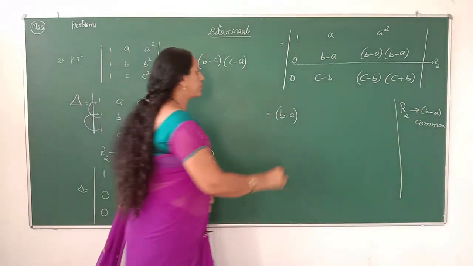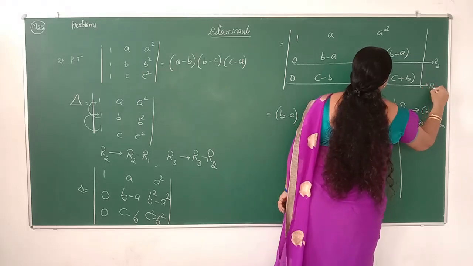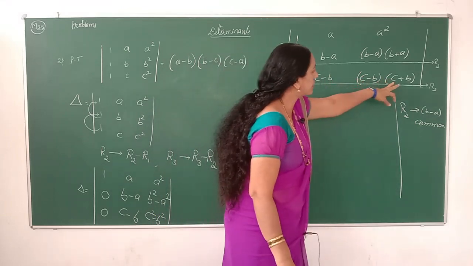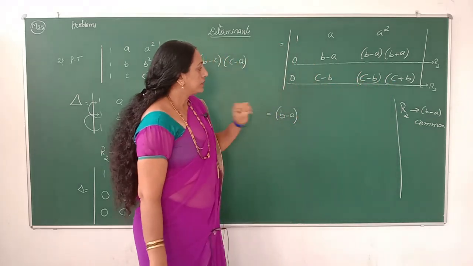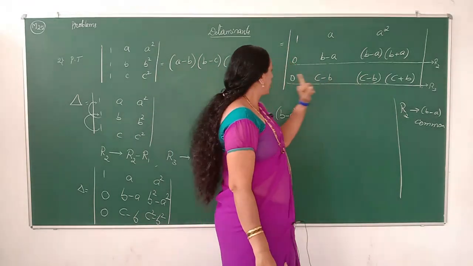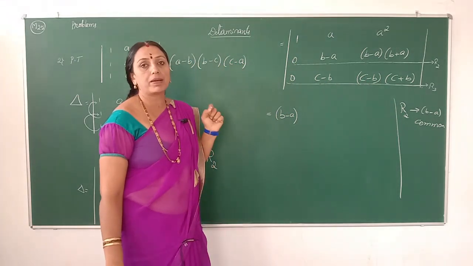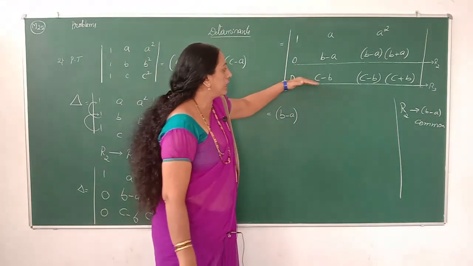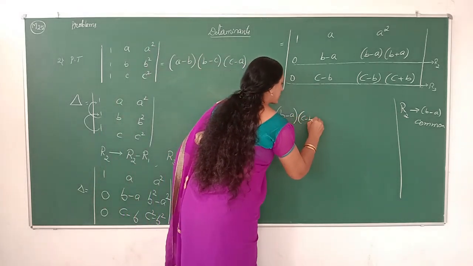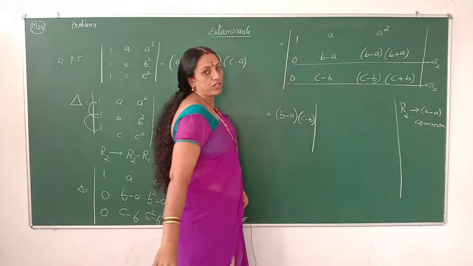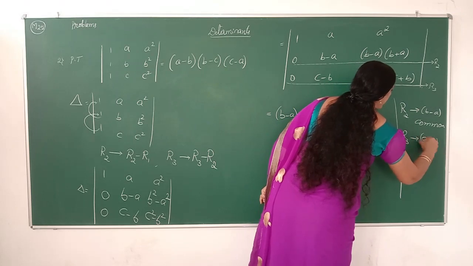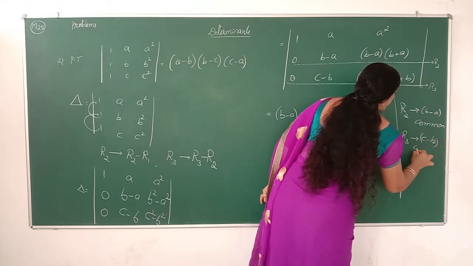Similarly, again we'll observe the elements of the third row. The elements of R3 are 0, c minus b, and c plus b. Again, the second and third elements of the third row are multiples of c minus b. Therefore, 0 is also a multiple of c minus b. So all the elements of the third row are multiples of c minus b, and we take c minus b as a common factor from the third row.